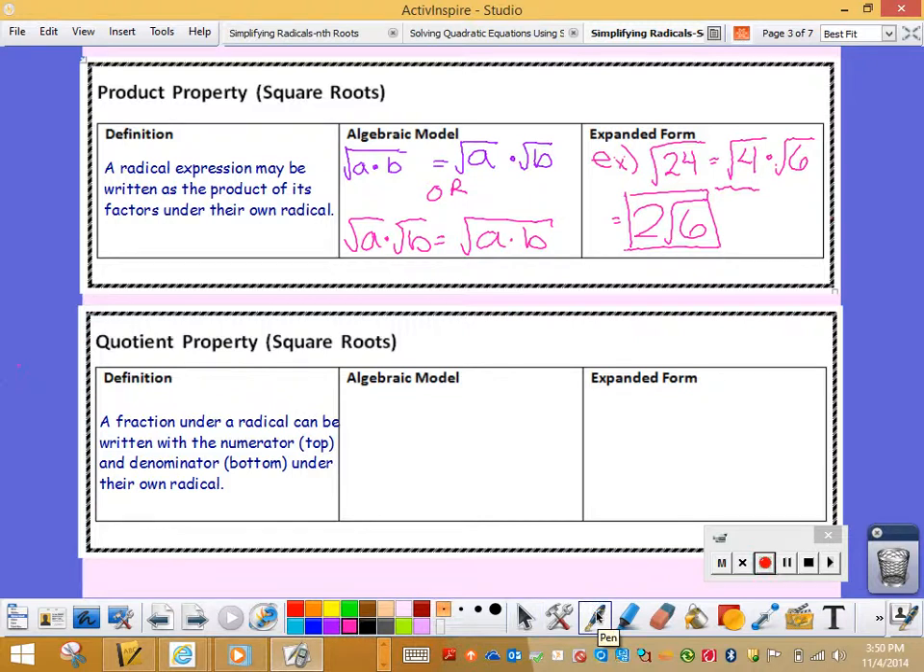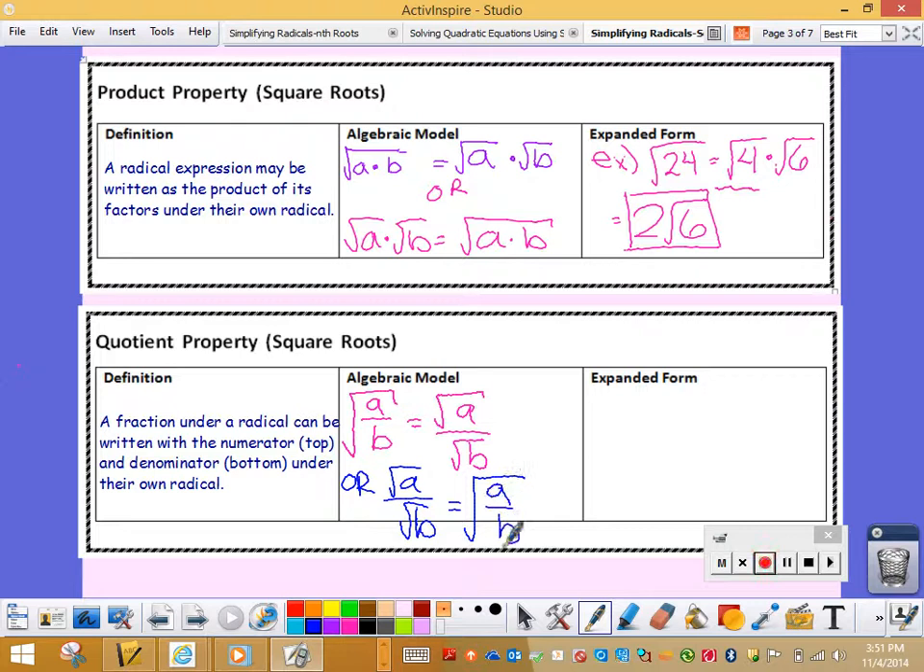So let's zoom ahead to the algebraic model here. Once again, this will make more sense, I think, if we have an example. So it's using a and b again. If we have this big square root, a divided by b, you can actually break that up as well and do the square root of a divided by the square root of b. And just like we did for the algebraic model of product property, this can also be written as the inverse of that. So the square root of a divided by the square root of b is the same thing as writing the square root of a divided by b.